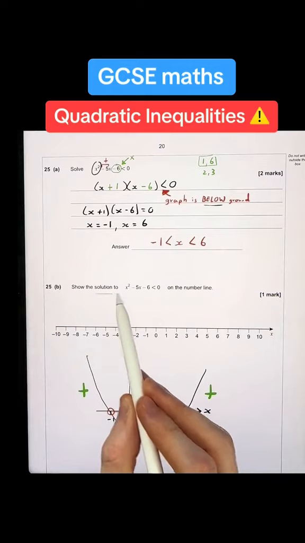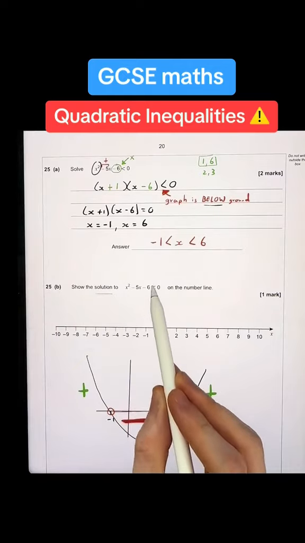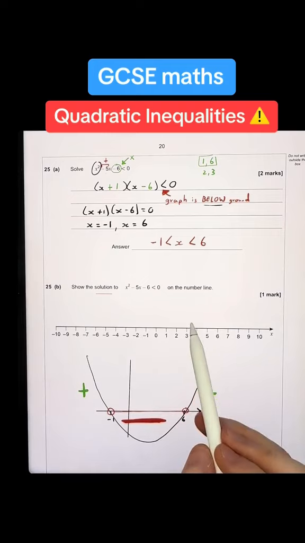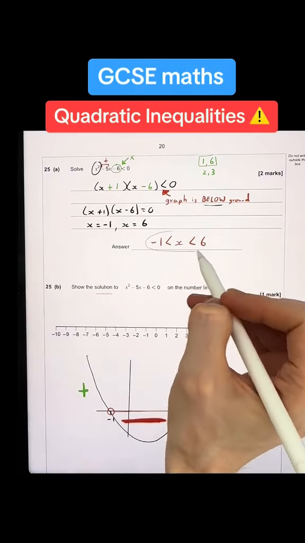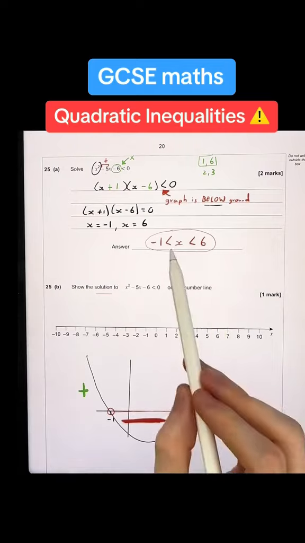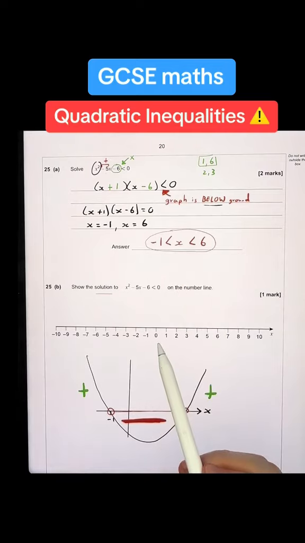Show the solution to x squared minus 5x minus 6 is less than 0 on the number line. As I've already worked out my solution in part A, as I've got 2 inequality signs, I start by drawing 2 open circles above the 2 numbers.